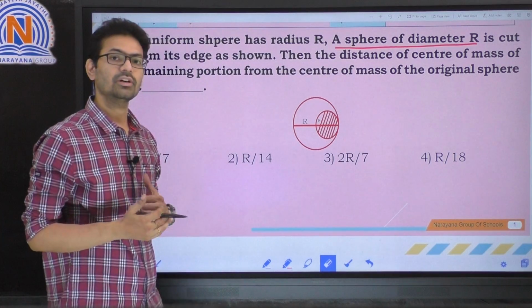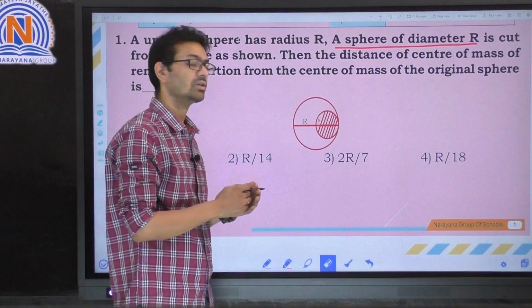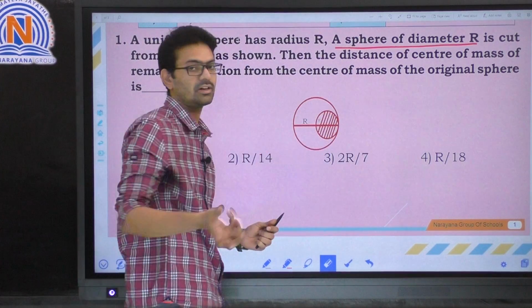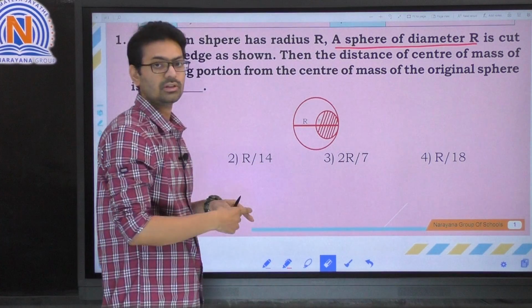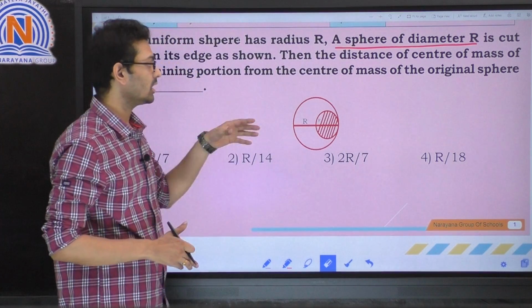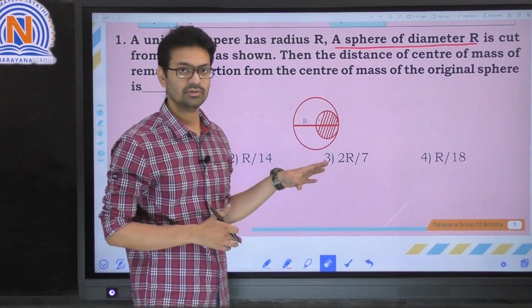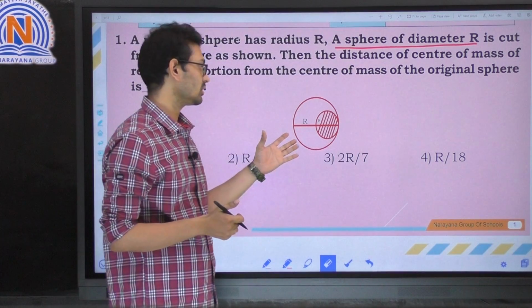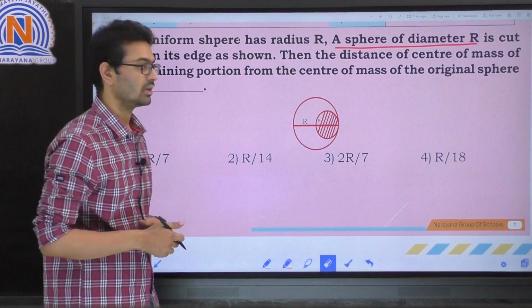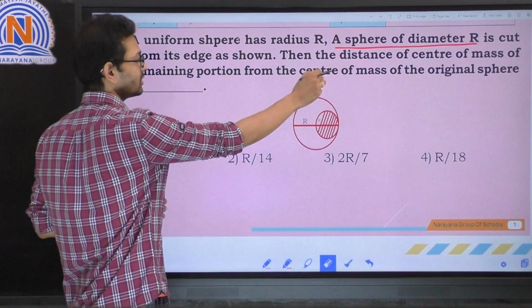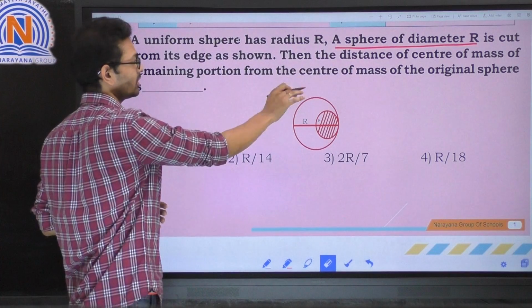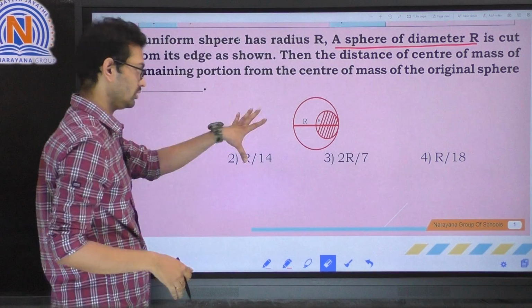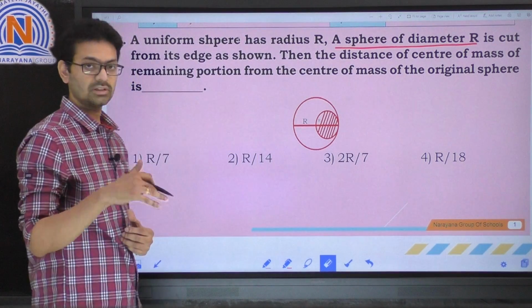Now when you want to find out how the center of mass is going to get shifted if you remove this part from this whole bigger sphere, there will be a shift in center of mass. To find that shift, you have to check the x center of mass in this way: the distance of the center of mass of the remaining portion from the center of the original sphere. So he wants you to find the center of mass.